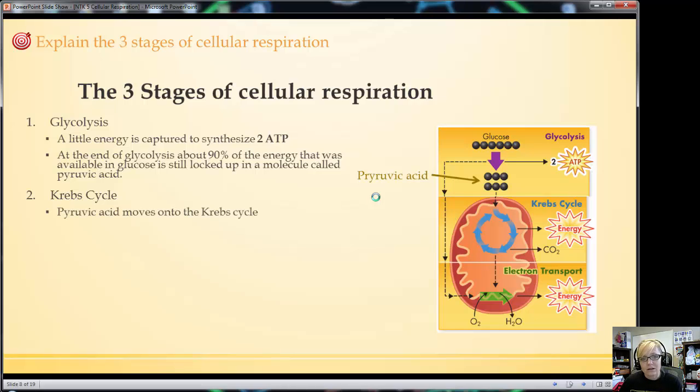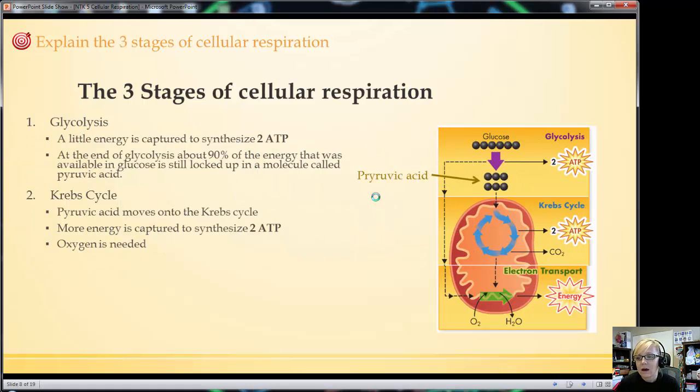Now, in the Krebs cycle, the pyruvic acid is going to go through this cycle. I'll show you a picture in a minute. It gets really complex, and it goes through kind of a series of stages. And in those series of stages, some important things happen. First of all, we're going to synthesize 2 more ATP, and oxygen is needed for this cycle, so we call it an aerobic process. Oxygen is going to be needed. And we also, if you notice, this is when our carbon dioxide comes out. Remember we said one of the products of cellular respiration is carbon dioxide? Here it is.